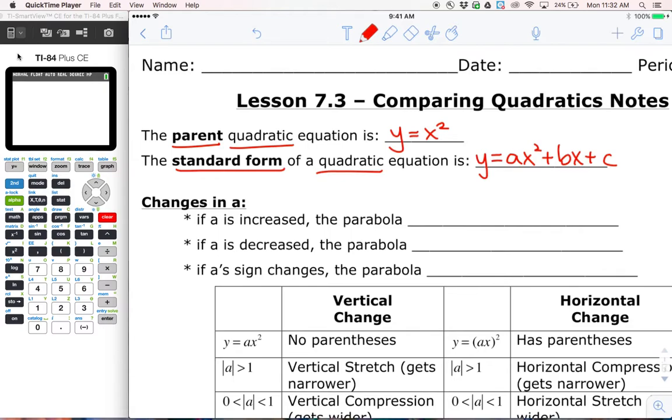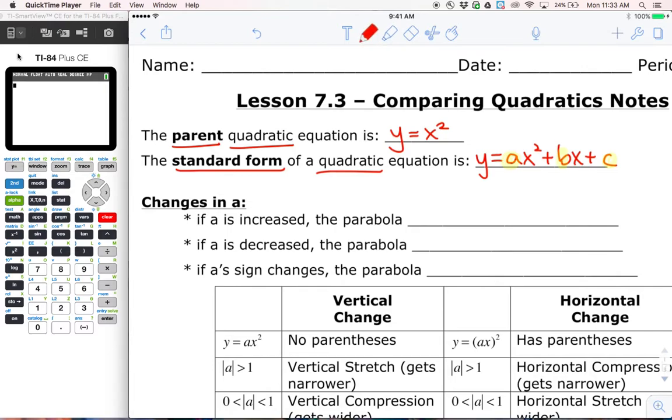It is imperative, it is so important that y'all know a is the number with x squared, b is the number with x, and c is the number on the end, right, the constant. Because if you don't know that, you're really not going to be able to utilize any of the information in this lesson. So remember, a is with x squared, b is with x, c is by itself.